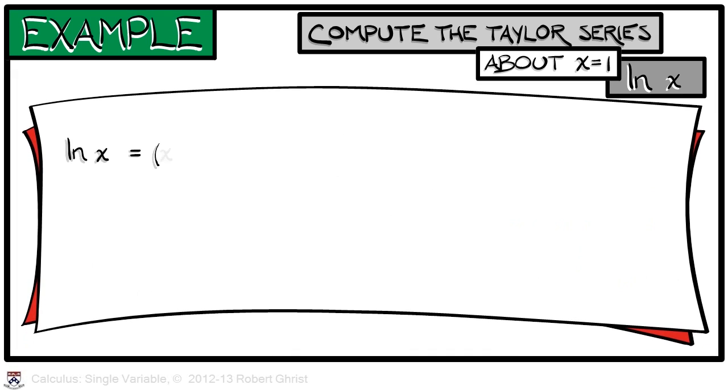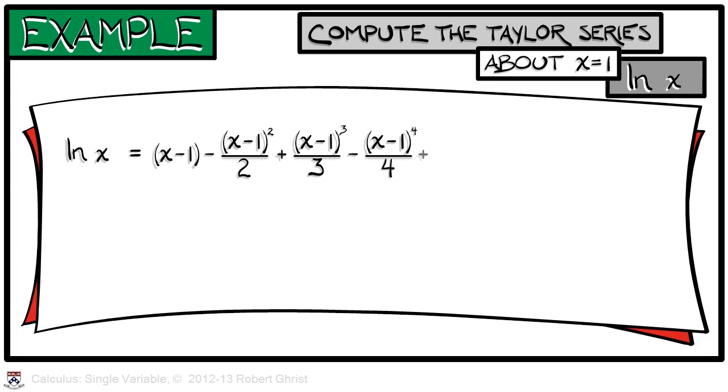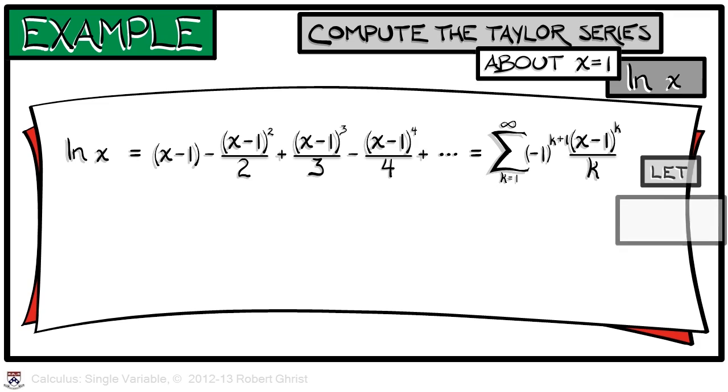In so doing, we see a not too unfamiliar series for log of x as x minus 1, minus x minus 1 squared over 2, plus x minus 1 cubed over 3, etc. The coefficient in front of the degree k term is negative 1 to the k plus 1 over k, and our summation goes from 1 to infinity.